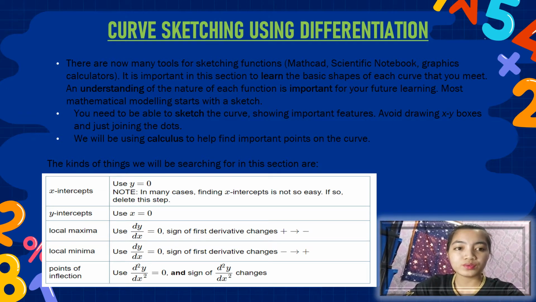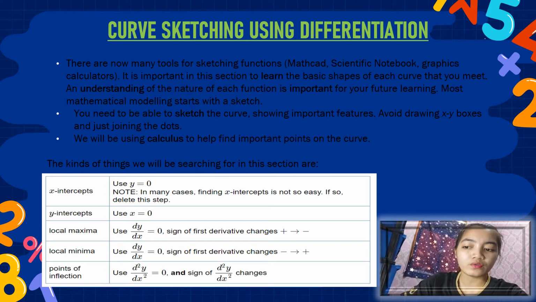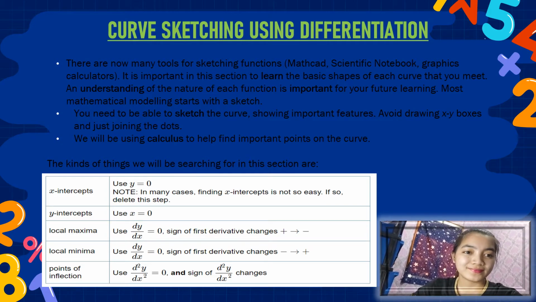Local maxima use dy over dx equal to 0. Sign of first derivative changes from plus to minus. Local minima use dy over dx equal to 0. Sign of first derivative changes from minus to plus. Point of inflection use d square y over dx square equal to 0 and sign of d square y over dx square changes.